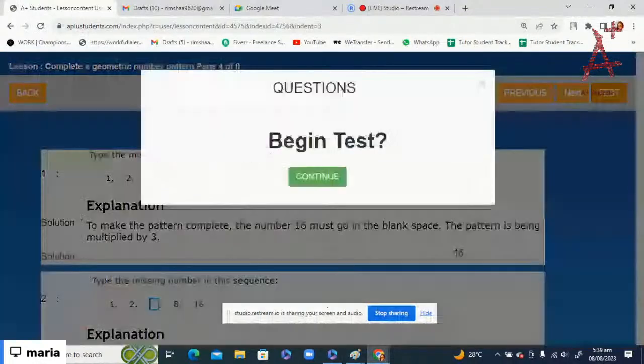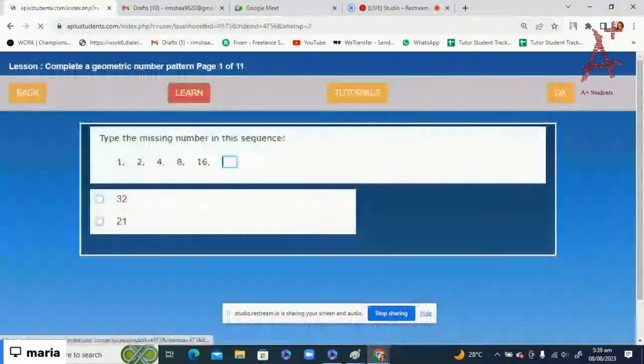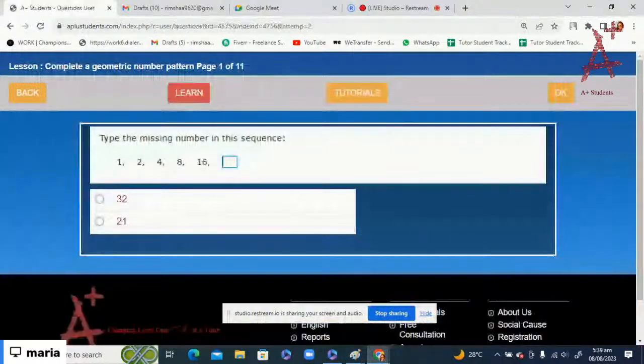Okay, let's do the test. One or two questions related to the test we already know. This is exactly what we have done now. 2 times 1 is 2, 2 times 2 is 4, 4 times 2 is 8, 8 times 2 is 16, 16 times 2 is 32.